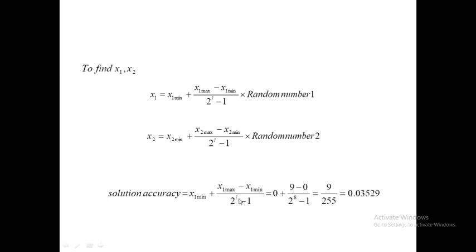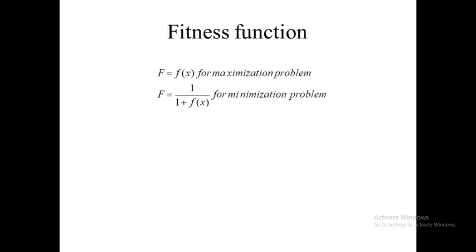Here L is the bit length value. For example, in my problem I consider L is equal to 8, so 2 power 8 minus 1 is 255. 9 divided by 255 I got, so our problem's solution accuracy is 0.03529. Okay, fitness function. What is the fitness function? Our objective function is the fitness function.